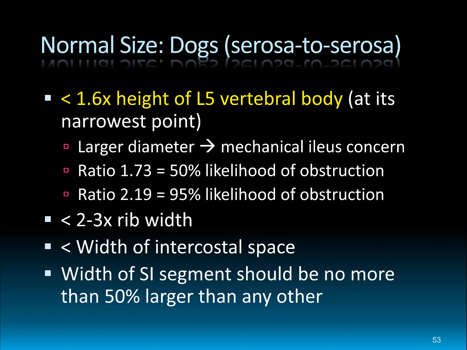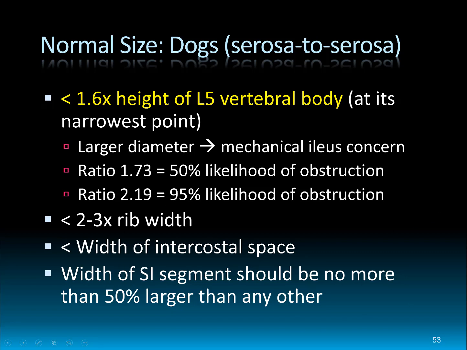But when you're looking at dogs, if you measure serosa-to-serosa in an intestinal segment, a small intestinal segment should be less than 1.6 times the height of the L5 vertebral body at its narrowest point. That's pretty cumbersome, but we'll get a look at it in just a minute. As the diameter gets larger than that, you get increasing concern for mechanical ileus. So if it's just a little bit bigger at 1.7, you're about 50-50 that there's an obstruction. As the ratio gets over 2, you're hitting a much higher likelihood of obstruction. So again, the bigger an intestinal segment is, the more likely there's an obstruction.